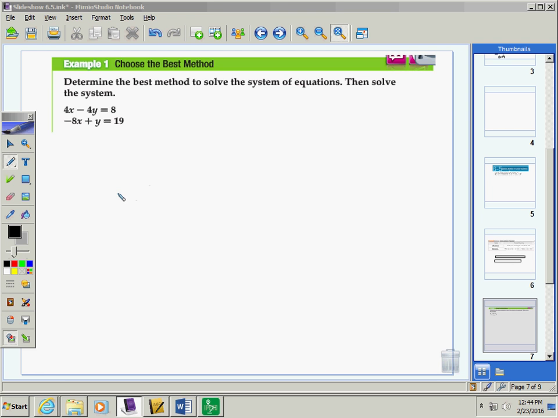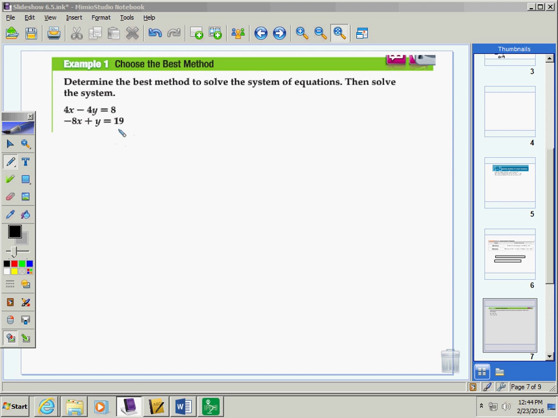For this first example, we're told we want to determine the best method to solve the systems of equations, and then we're going to solve the system. So we need to look: are we going to want to use substitution, or are we going to want to use elimination? Well, the first equation, I've got 4x minus 4y equals 8. Second equation, negative 8x plus y equals 19.